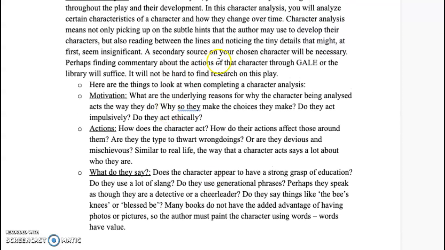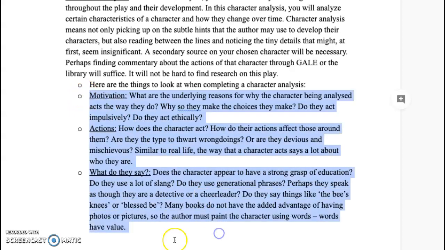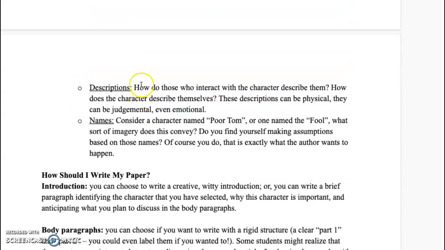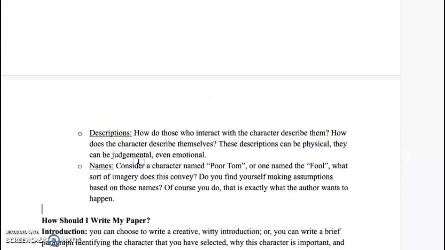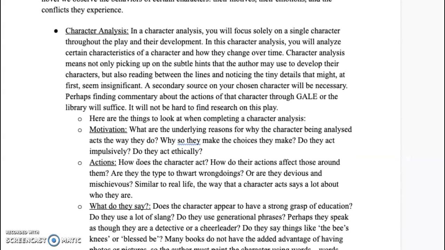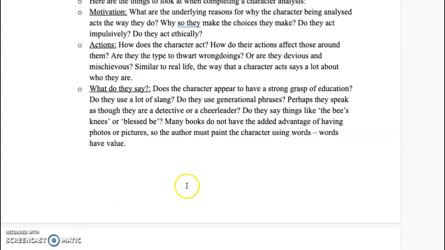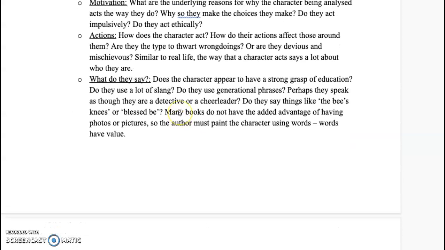Now, I've had some questions before in the past. I outline here motivation, actions, what did they say? The descriptions, names are here as well too. These are just going to guide you. I don't want you to feel like you have to answer these questions. They're just a guide, okay?